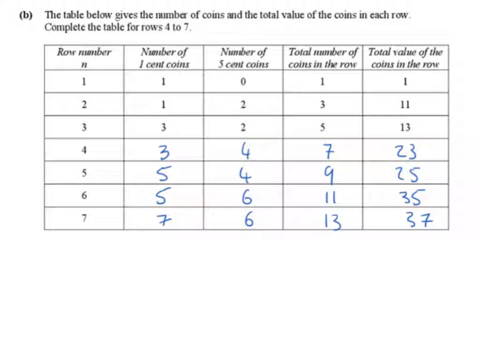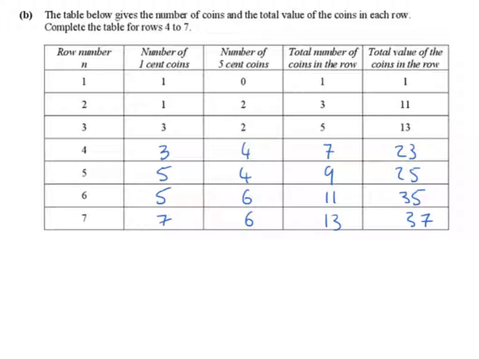In the fifth row, we add on another 2 1-cent coins to get 5 1-cent coins, and we've got the same number of 5-cent coins. 5 plus 4 makes 9 coins in total, and then 4 multiplied by 5 is 20, plus 5 is 25 cents in total.